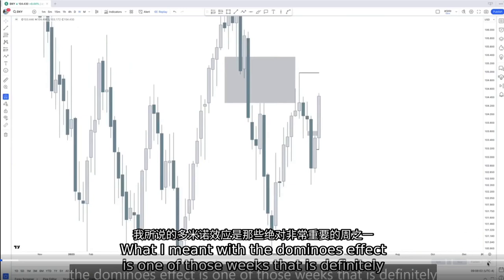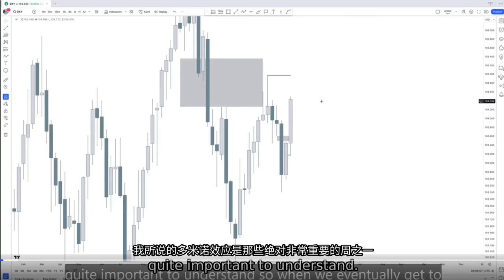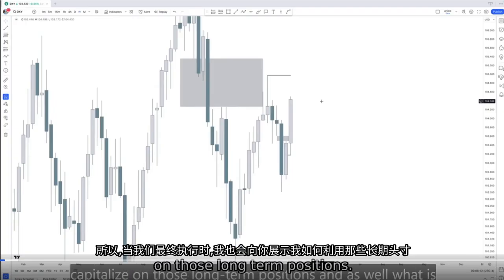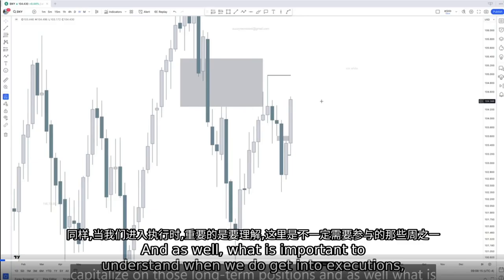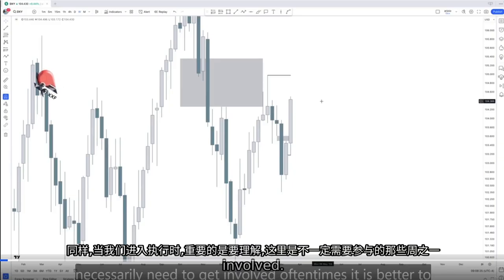What I meant with the dominoes effect is one of those weeks that is definitely quite important to understand. So when we eventually get to executions, I'll also show you how I then capitalize on those long-term positions. And as well, what is important to understand when we do get into executions, this right here is one of those weeks where you do not necessarily need to get involved.